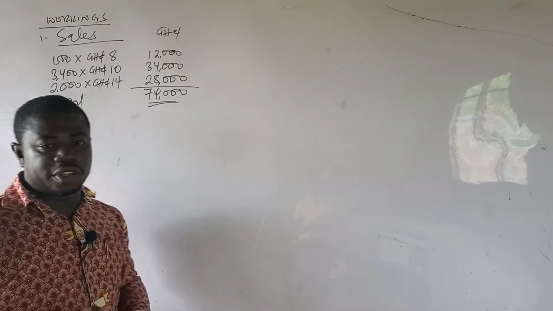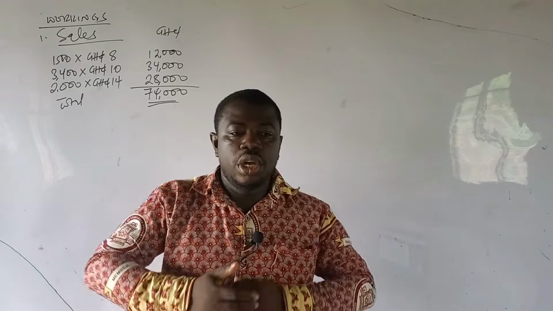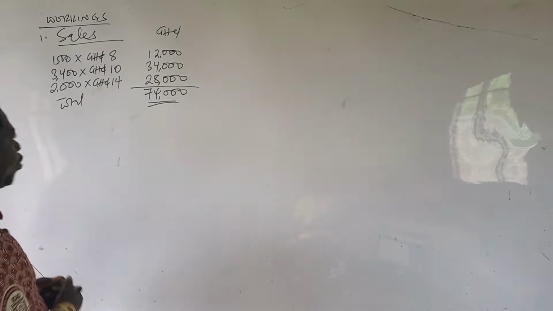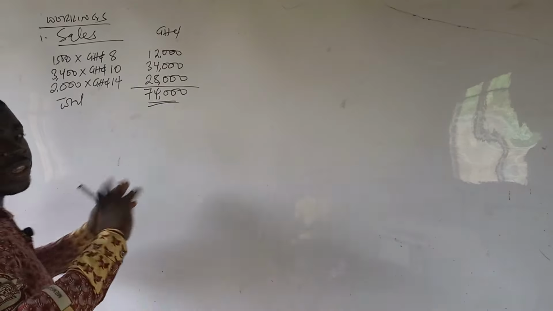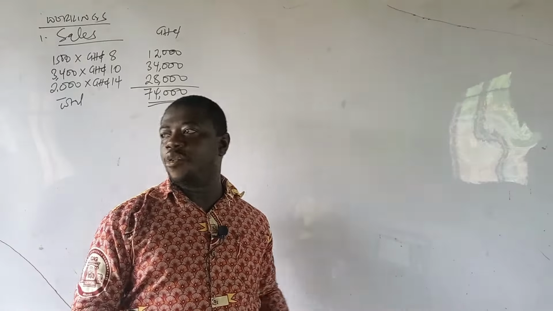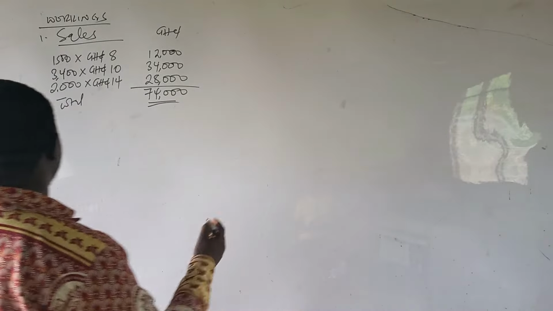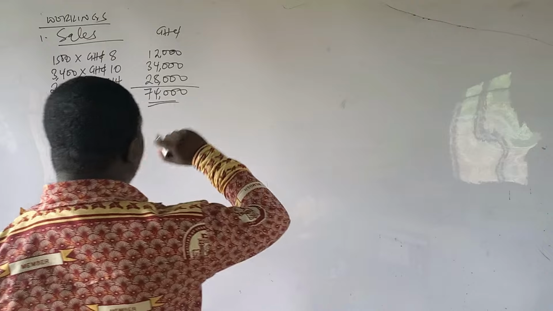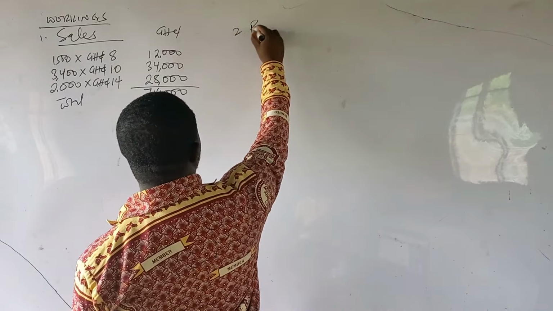So when we add this, we have 74,000 as the total sales. So this 74,000 is what we are going to use to calculate the profits as sales value for both the weighted average and the FIFO method. We are going to use 74,000. Then the next thing to find is your value of purchases. So working 2, purchases.